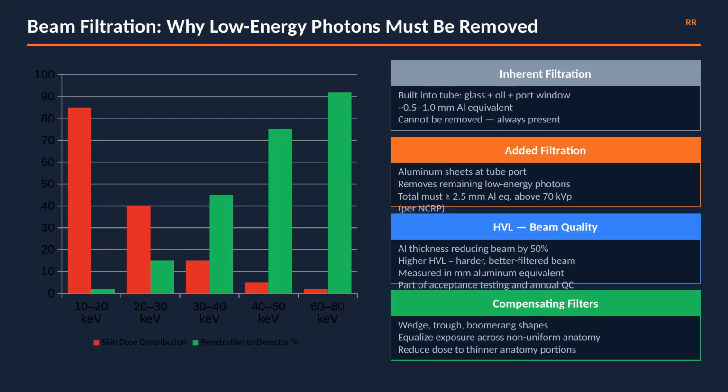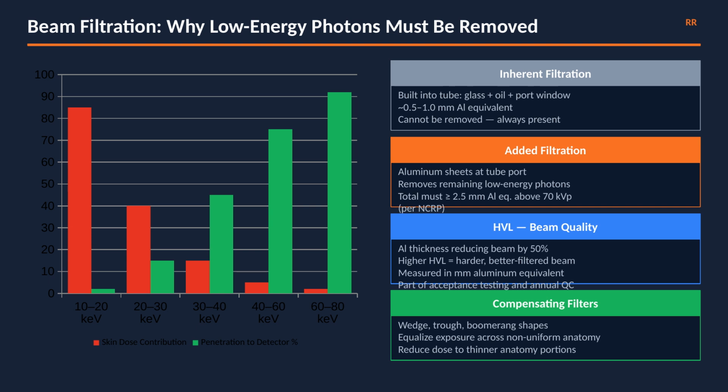Look at the chart on this slide. It shows two things across the photon energy spectrum: skin dose contribution in red, and penetration to the detector in green. Low energy photons, 10 to 20 keV, contribute 85% of skin dose but reach the detector only 2% of the time. They are absorbed almost entirely in the patient's skin. They add dose without contributing to the image. Filtration exists specifically to remove these photons before they reach the patient.